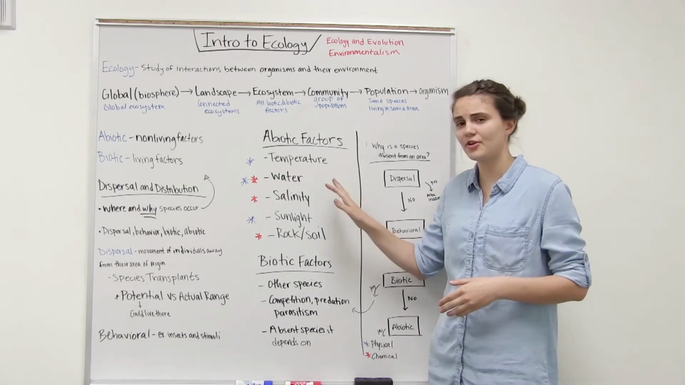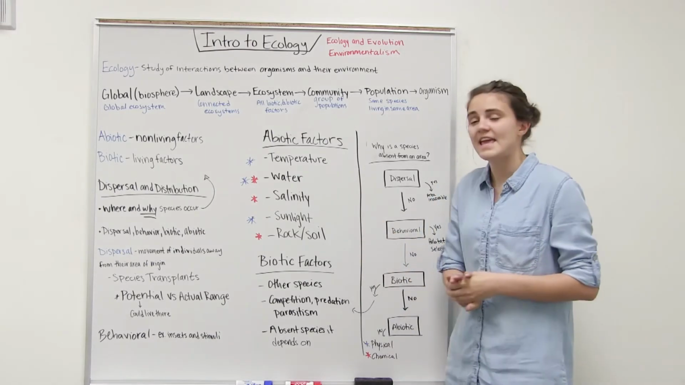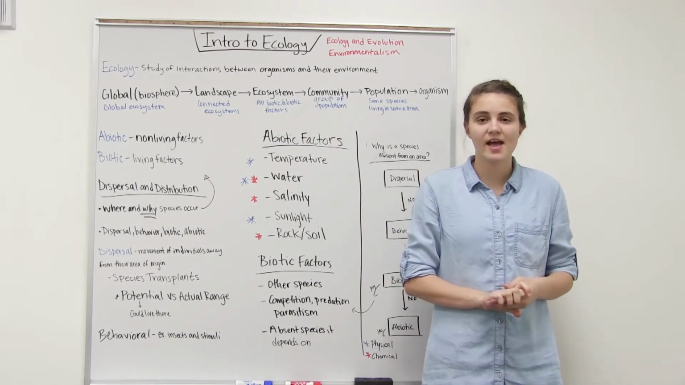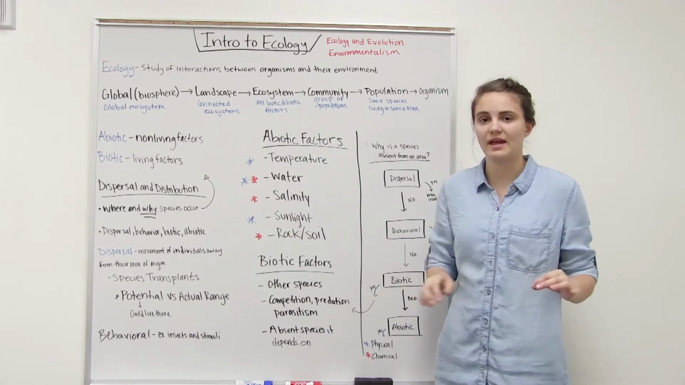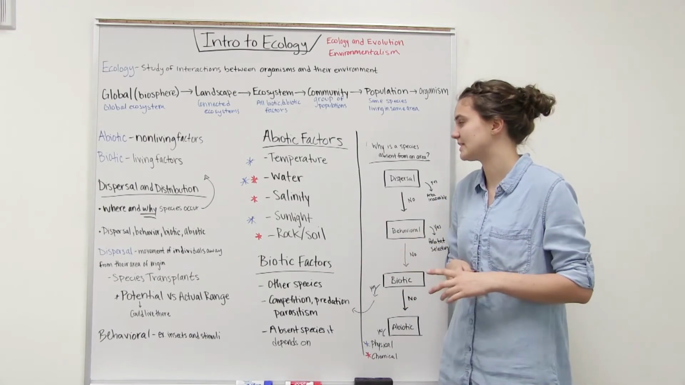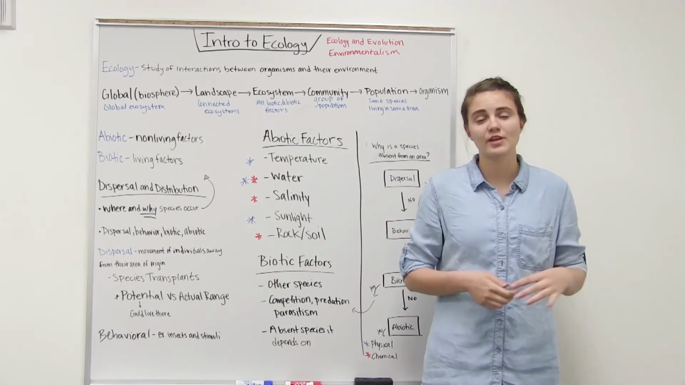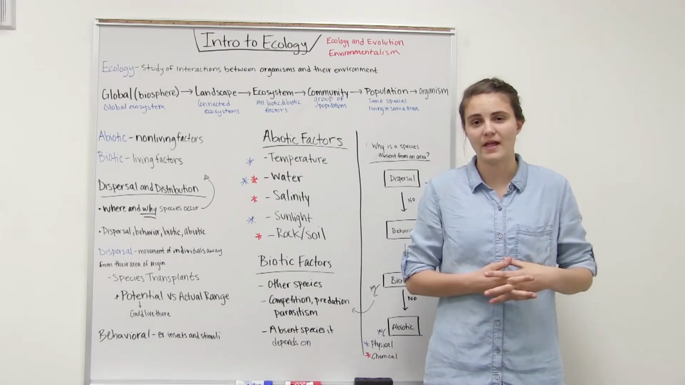And then another really important abiotic factor is climate, and climate is actually made up of a couple different abiotic factors: wind, temperature, sunlight, and water. And in another lecture video, I will go much more in depth about climate.